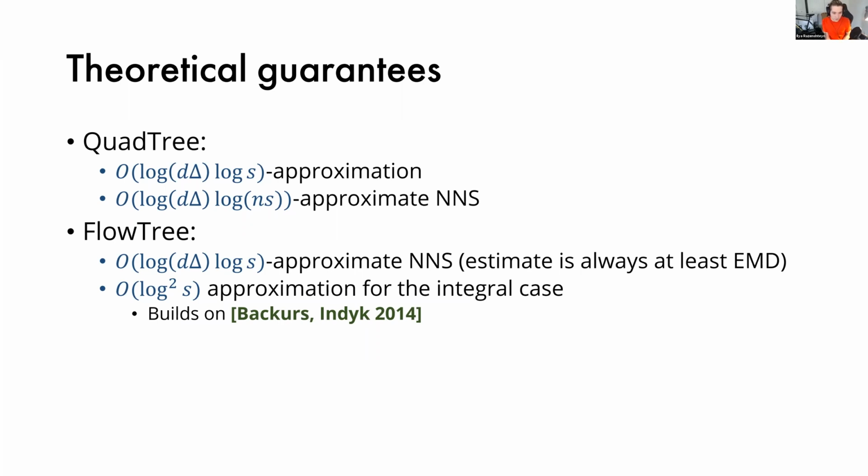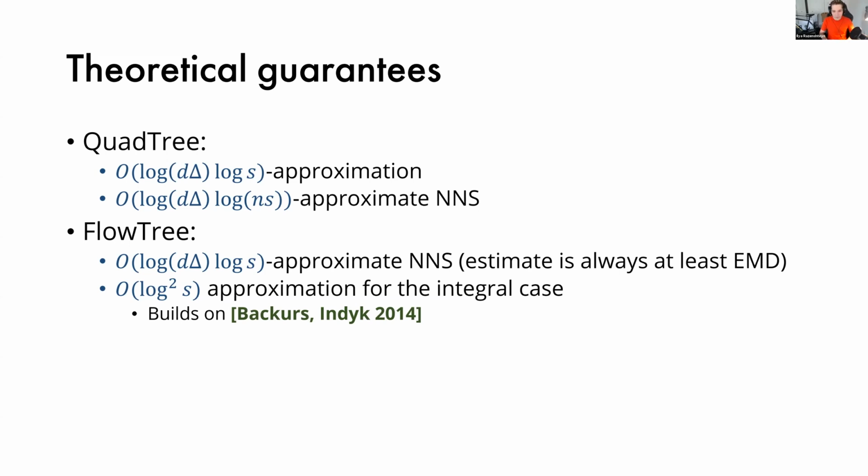We show that basically you can get rid of the dependence on the dimension and aspect ratio, and just show a bound that is independent of anything except sparsity. So if you know that your distributions are supported on S points, then you have a guarantee that it's like log square S approximation.